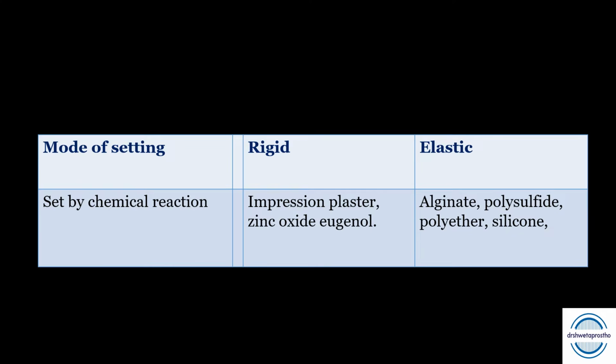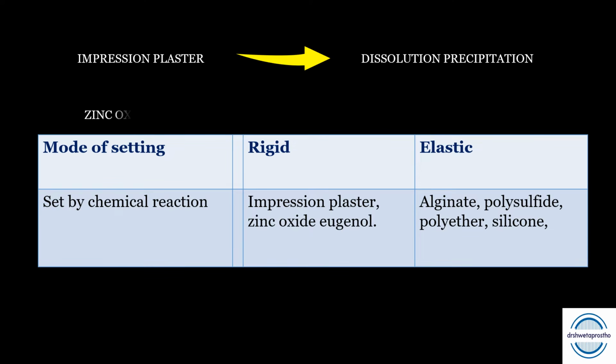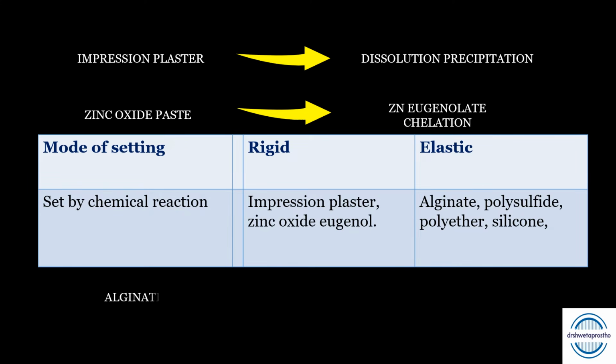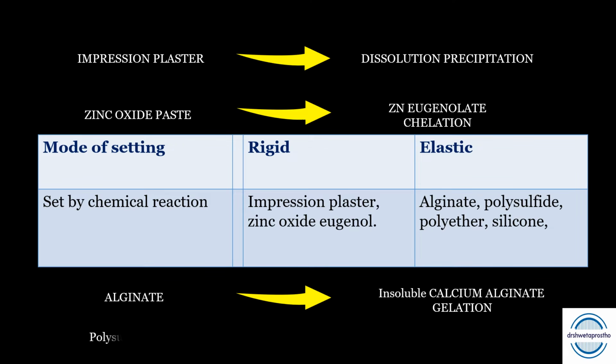Now let us discuss the materials which set by chemical reaction. Impression plaster is a rigid material which sets by dissolution precipitation and forms calcium sulfate dihydrate. Zinc oxide eugenol paste sets by chelation. It is a chemical reaction which forms a chelate called zinc oxide eugenolate. Alginate is an elastic material which sets by a chemical reaction and forms insoluble calcium alginate. The reaction is gelation. All the elastomers, polysulfide, silicone and polyether, are the elastic materials which set by polymerization.